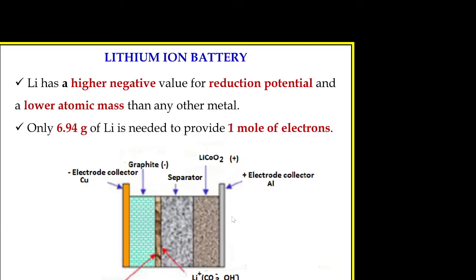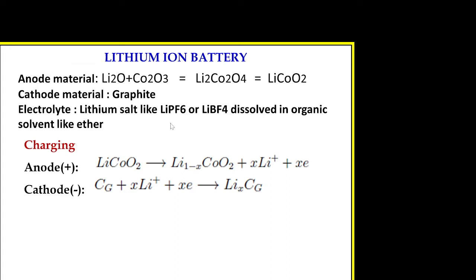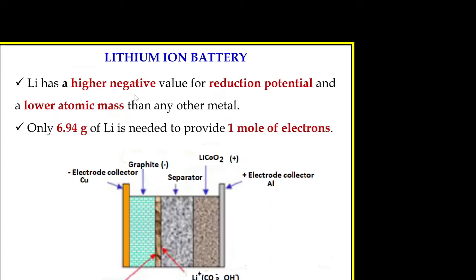Lithium has a high negative value of reduction potential. The E0 value of lithium is minus 3.05 volt, the most negative value, the lowest, having the highest negative value when compared with the other metals. Even potassium or sodium is not having such a low negative value.